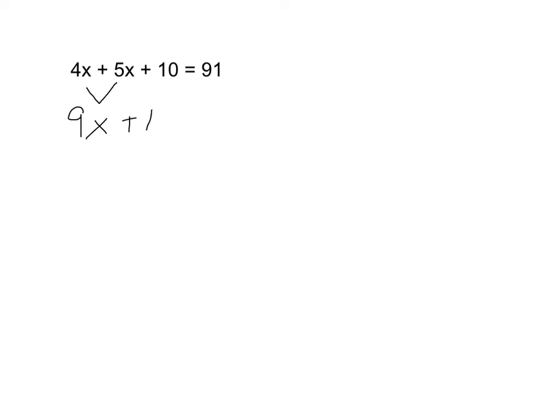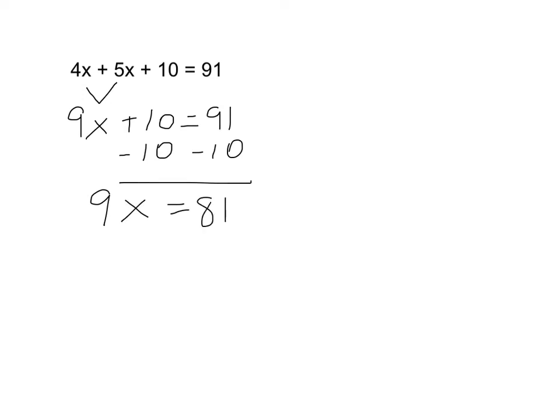So this becomes 9x plus 10 equals 91. Take away 10 now, take away 10 now, because my end goal is to get x by itself. So now I have 9x equals 81. Divide by 9, divide by 9, x equals 9.